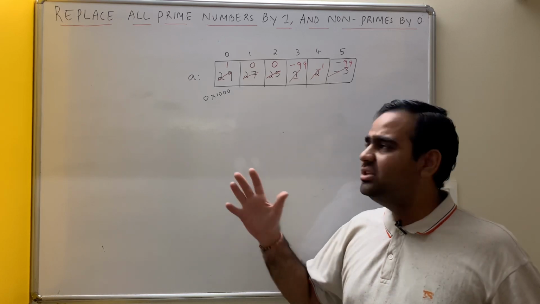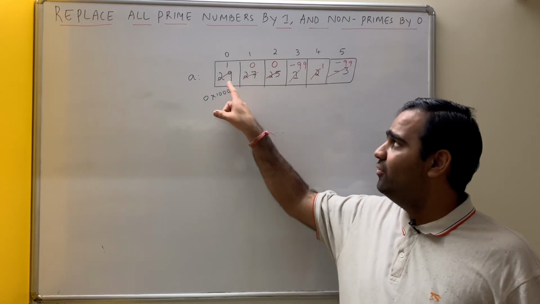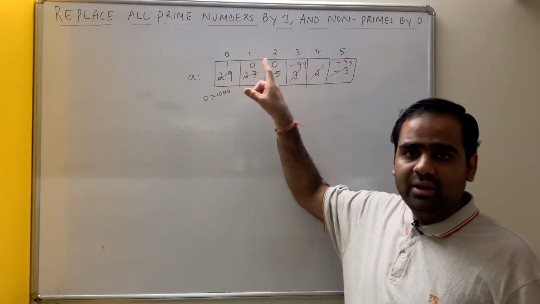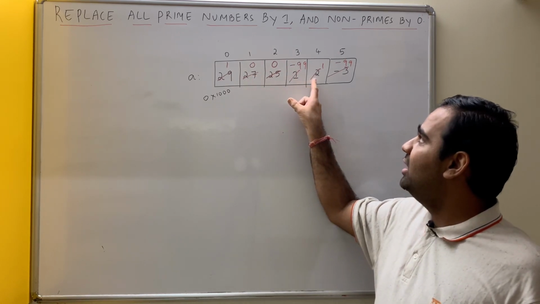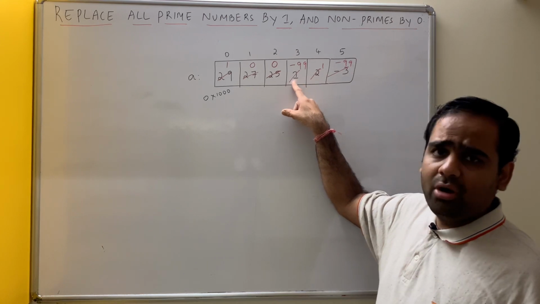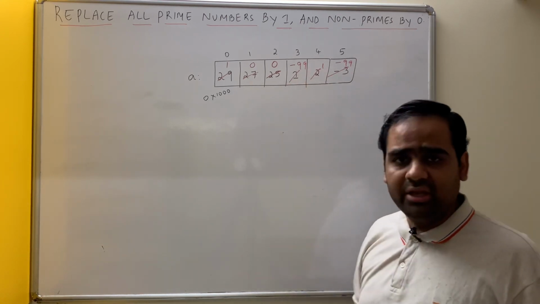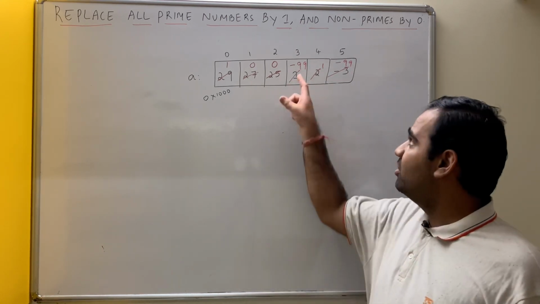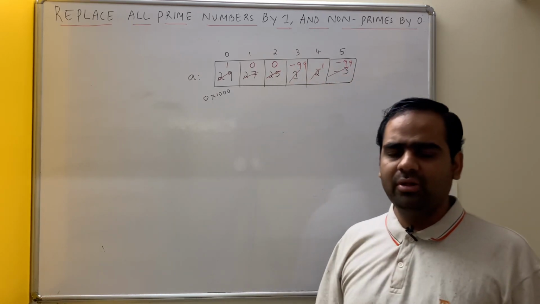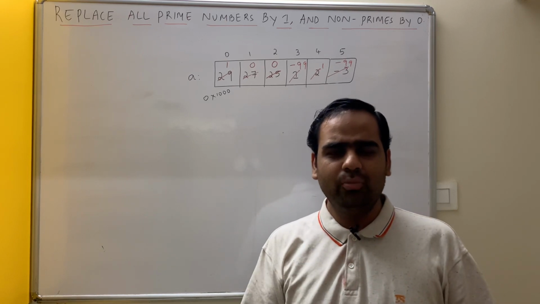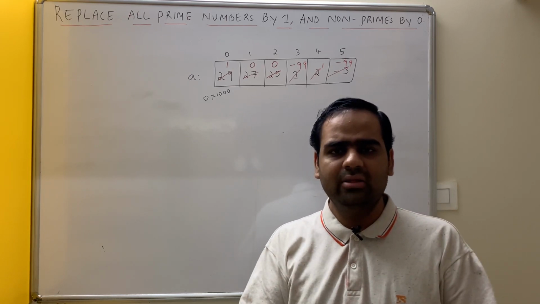Therefore, the original array has to be modified. Wherever there is prime, you replace by 1. If the number is non-prime, you replace it by 0. And if the number is neither prime nor composite, like 1, minus 3, 0, any negative numbers, we replace it by minus 99. I hope you understood this question. I want you to pause the video and try to write the solution yourself.